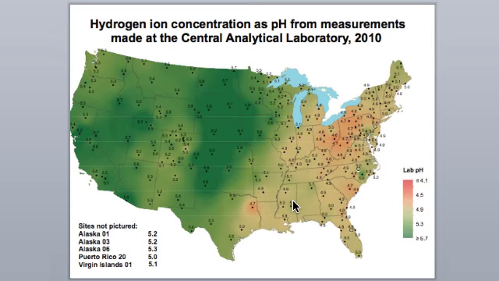Alright, so this is my environmental plug. This is the measurement of hydrogen ion concentration in rain that precipitated from the atmosphere in 2010. And as you can see, if you take a moment, the color indicates the pH, so a color that's closer to red means that it's a lower pH, which means that it's more acidic. And if you get closer and closer to the East Coast, you see that there's more and more acid rain.